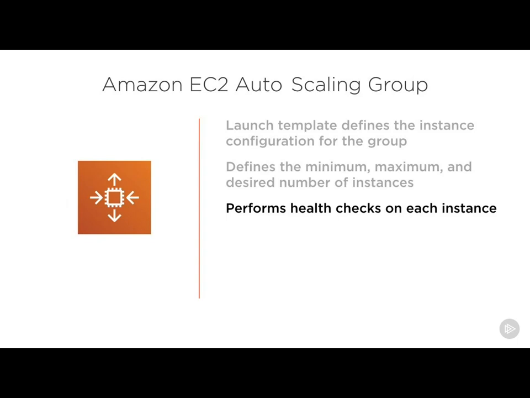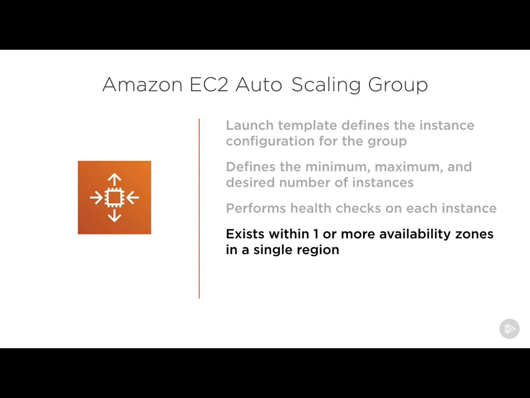Now it performs health checks on each instance. So you can define how it knows if an instance is healthy or not. If you have a web application, for example, that's running on this EC2 server, you can choose to give the specific URL that it should check against that server to make sure that it's working properly. If it returns a proper status code, it assumes the instance is healthy. But if it doesn't, then it would assume the instance is unhealthy and it would take action.